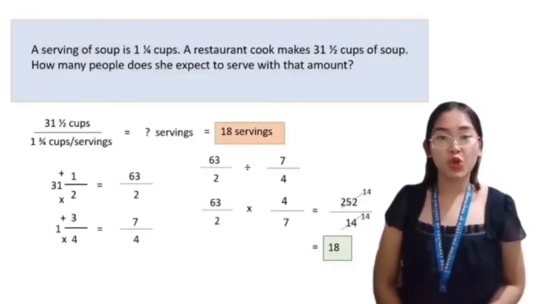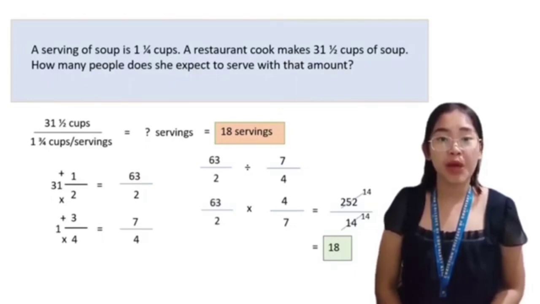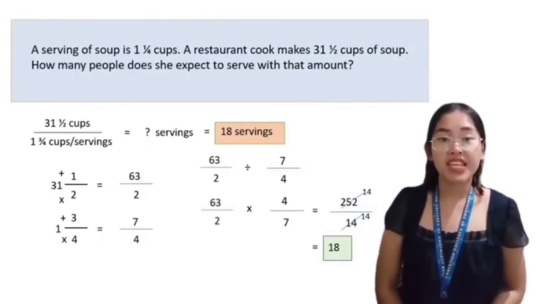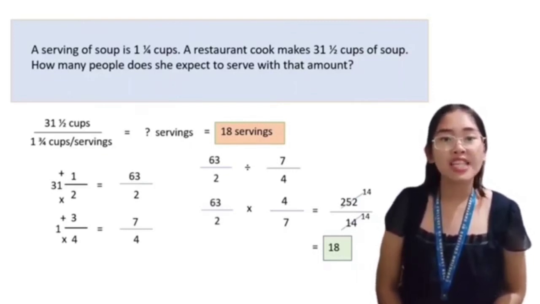A serving of soup is 1 3/4 cups. A restaurant cook makes 31 1/2 cups of soup. How many people does she expect to serve with that amount? Because the given fractions are mixed numbers, we have to change them into improper fractions to simplify. Write the improper fraction by using the calculated value as the numerator over the original denominator.